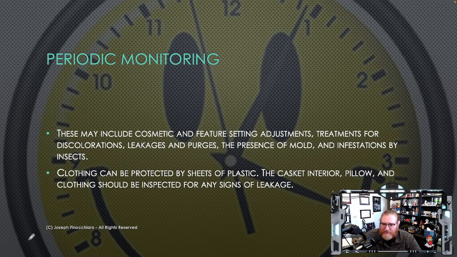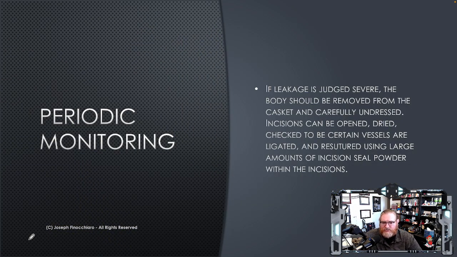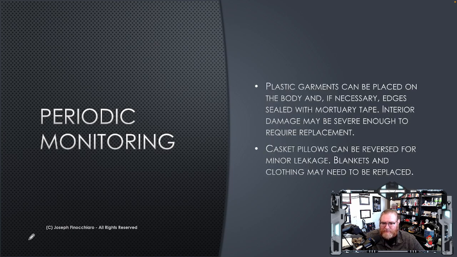Clothing can be protected by sheets of plastic. The casket interior, pillow, and clothing should be inspected for any signs of leakage. If leakage is judged severe, the body should be removed from the casket and carefully undressed. Incisions can be opened, dried, and checked to be certain vessels are ligated and resutured using large amounts of incision seal powder within the incisions. Plastic garments can be placed on the body and, if necessary, edges sealed with mortuary tape. Interior damage may be severe enough to require replacement. Casket pillows can be reversed for minor leakage. Blankets and clothing may need to be replaced.